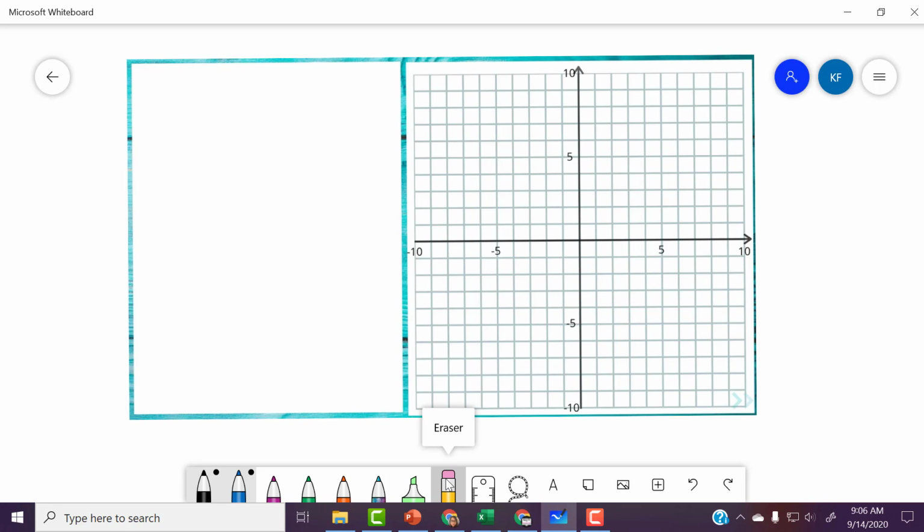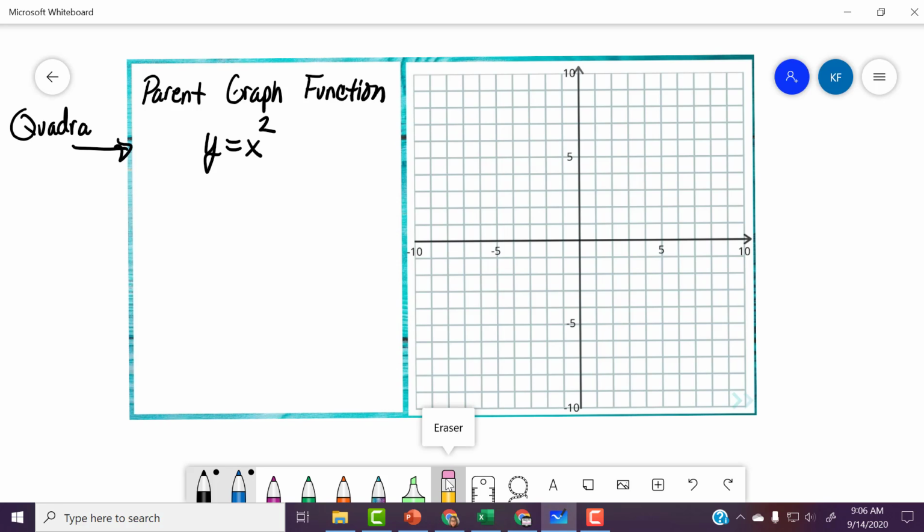And here we go. Here's the definition for the transformation. First we're going to start with the parent function, which I'll graph in a little bit. And we're only looking at the quadratic equation today. But of course, all functions will work in the same exact manner.